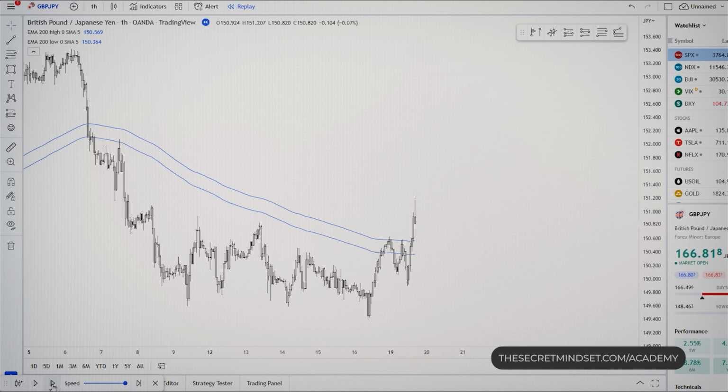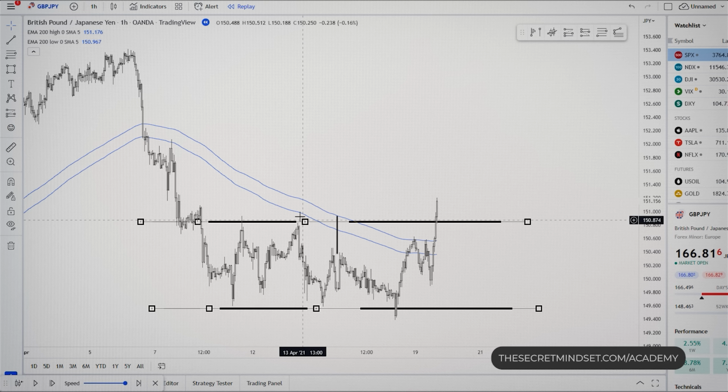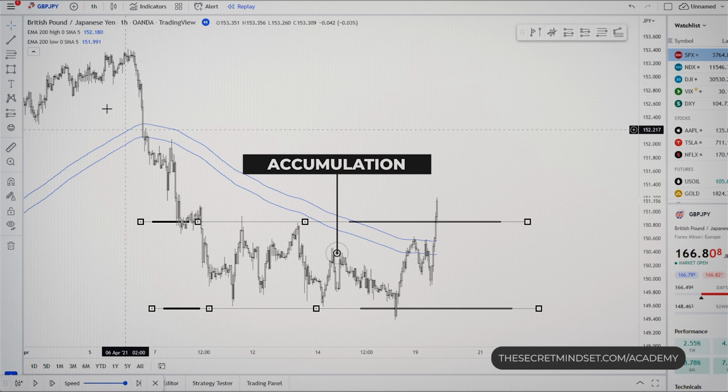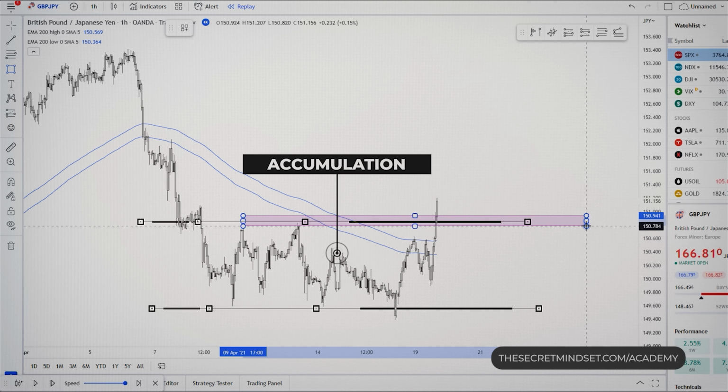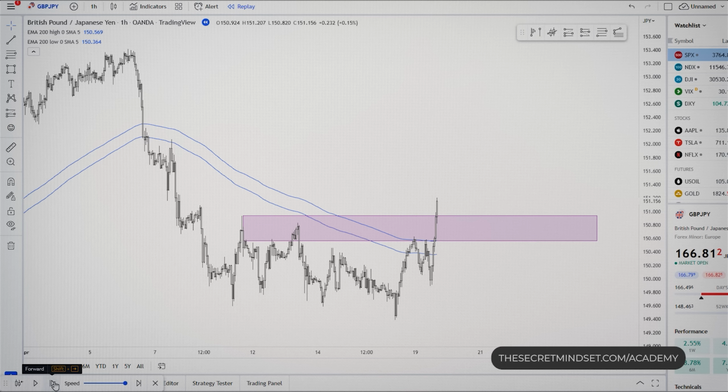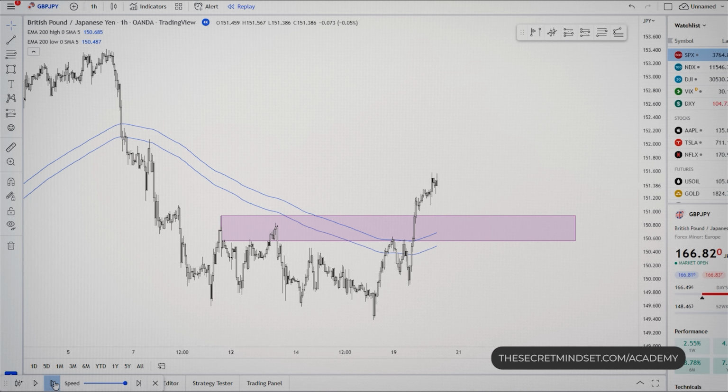In this chart, I see a potential long trade. We have an accumulation zone after a downtrend, and now price broke the upper side of the range, and it also broke the 200 EMA channel. Around this area, we have our potential long trade.